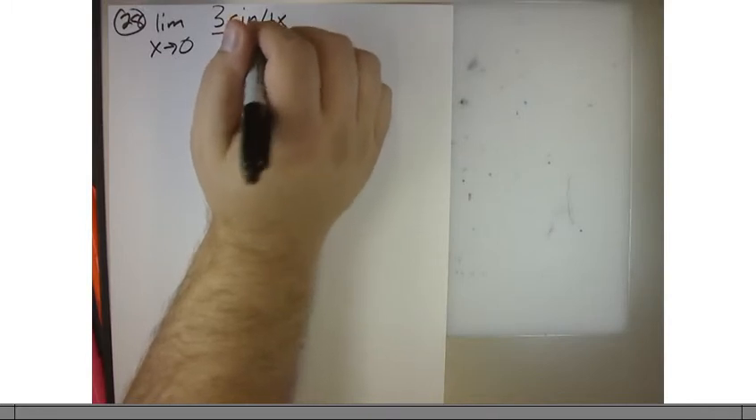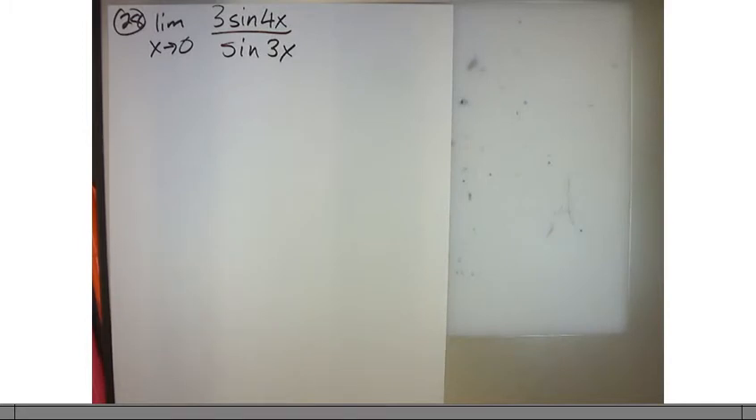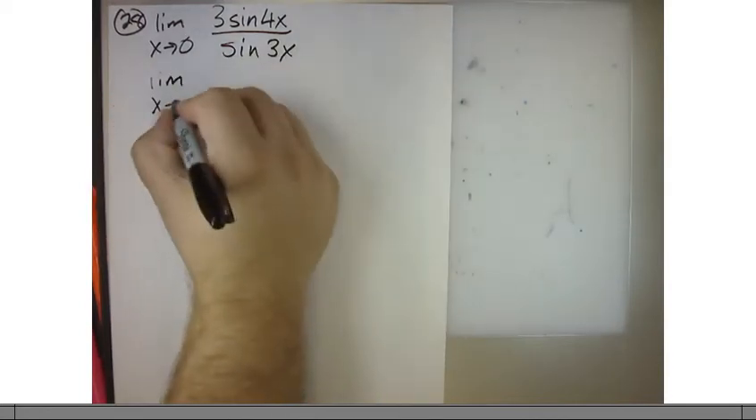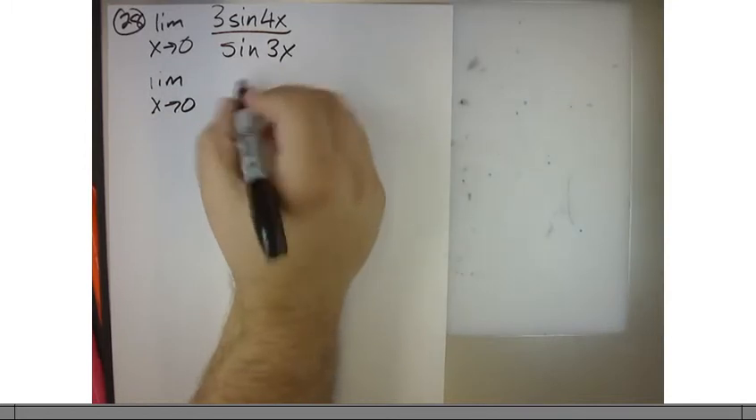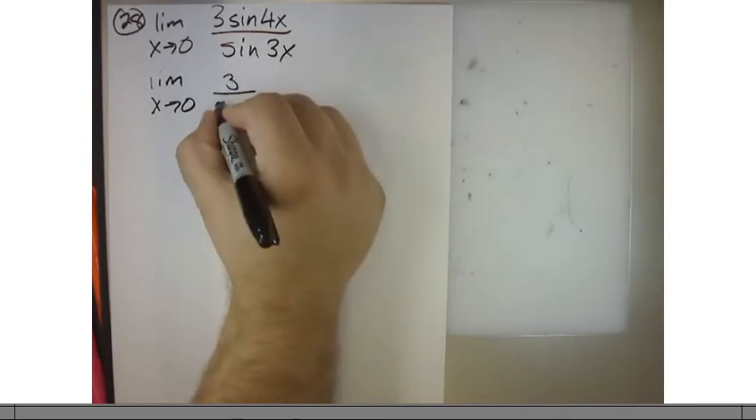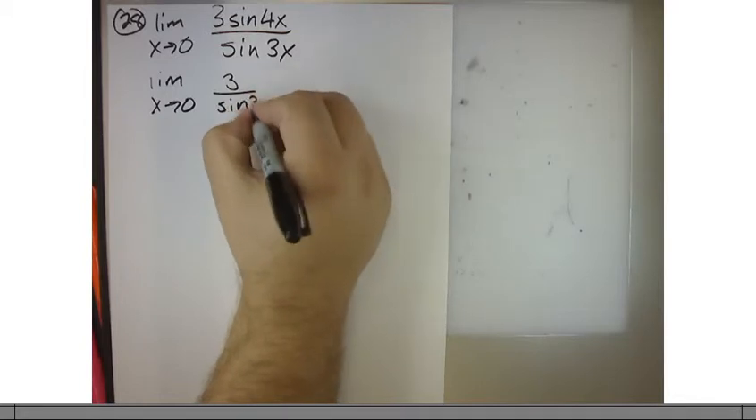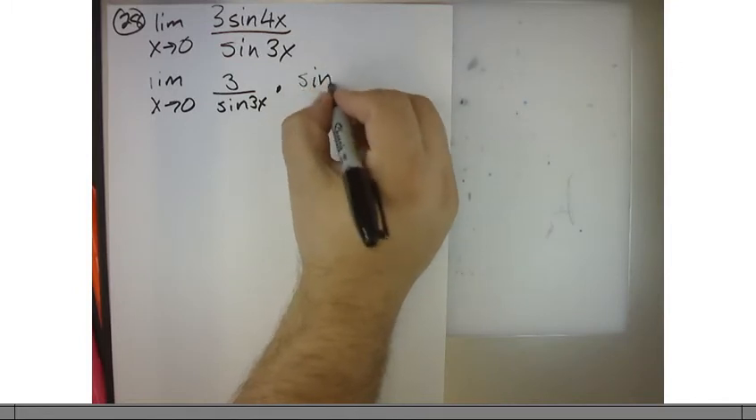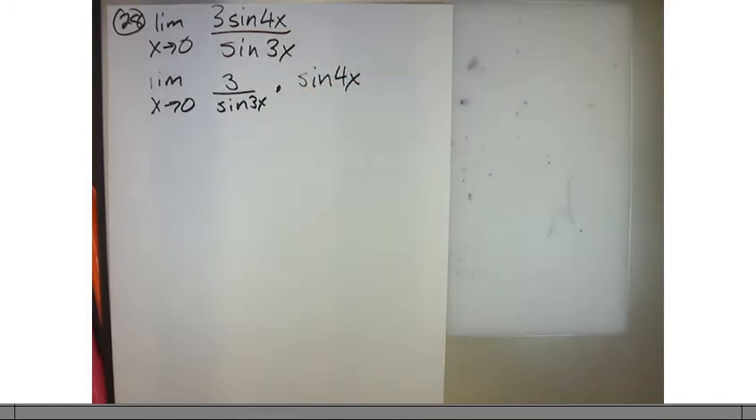So one way to do that is, let's separate this. So let's do it like this. Let's say that this is 3 over sine of 3x times sine of 4x. Could I do that? Yeah. Okay. So now that I've got it like that, what could I do next?